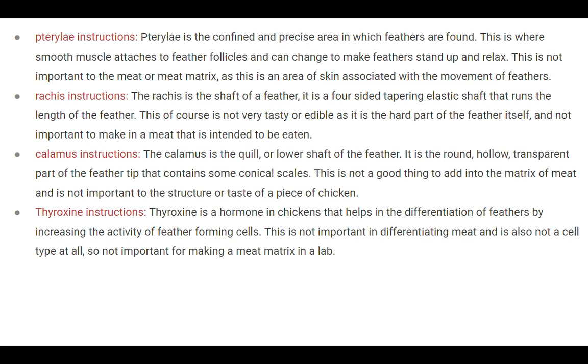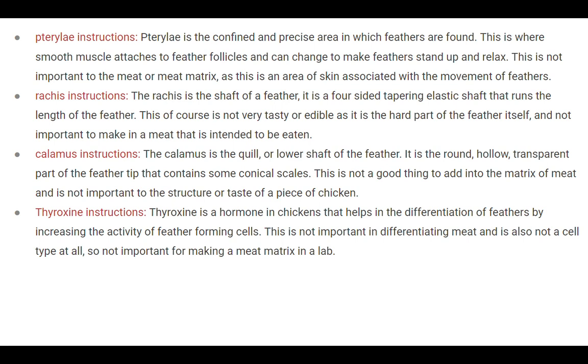Although this feather tip is a lot of the times where the cells themselves are sourced from the chickens. This is an easy, non-invasive, non-harmful way to gather cells from a chicken. You just take a feather that fell off and cut off the tip and take some of the cells on the tip. The last incorrect answer would be thyroxine instructions.